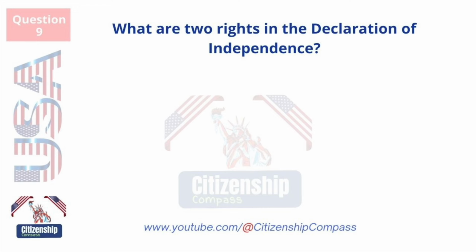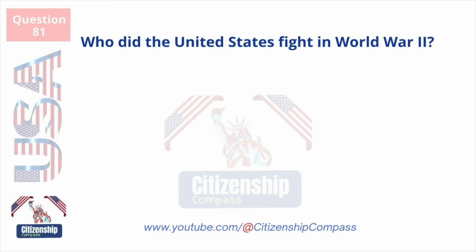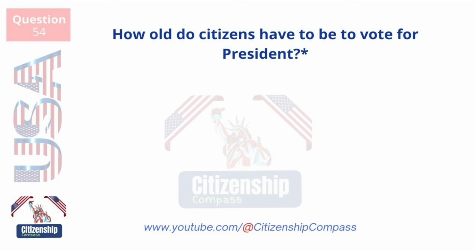What are 2 rights in the Declaration of Independence? Life, liberty. Who did the United States fight in World War II? Japan, Germany, and Italy. How old do citizens have to be to vote for president? Eighteen and older.